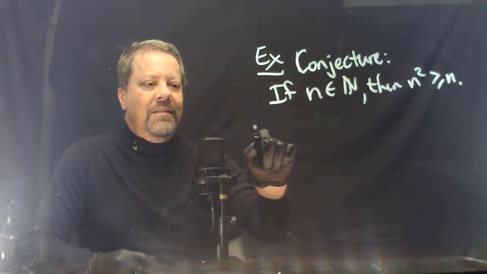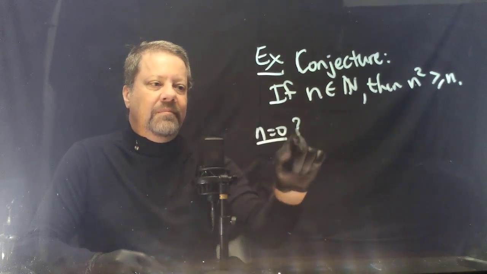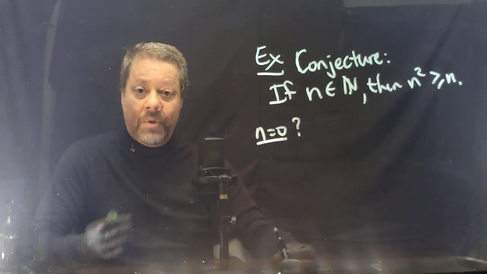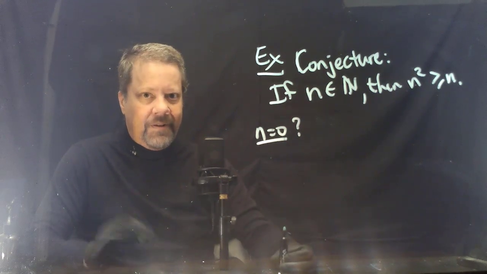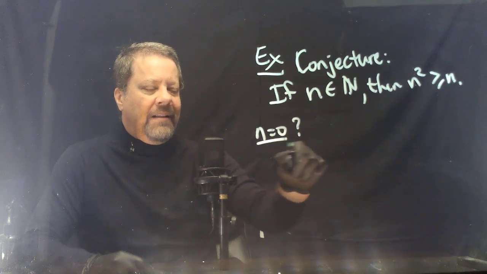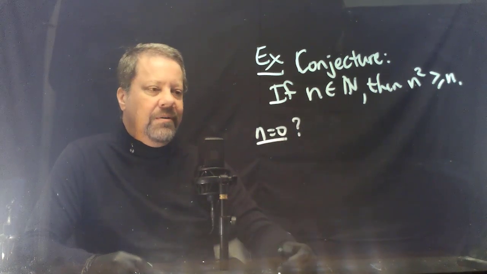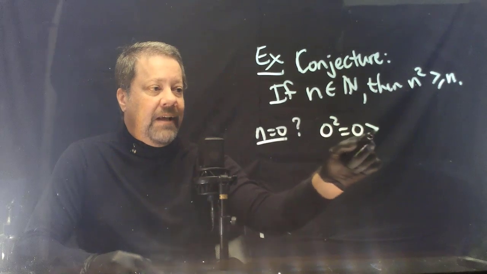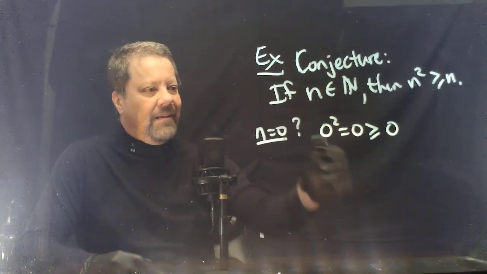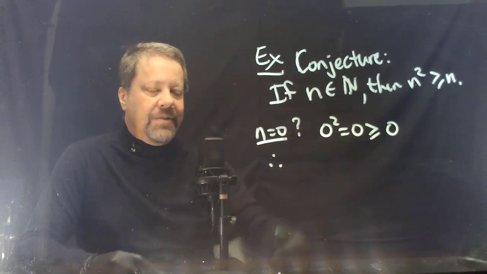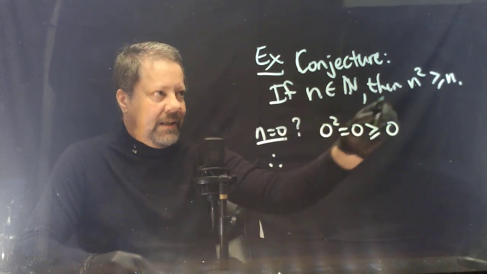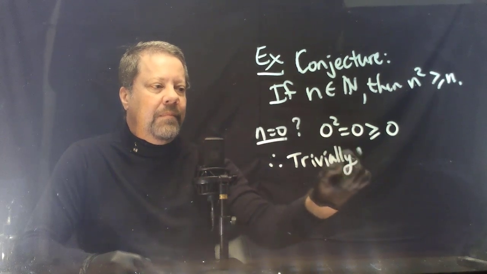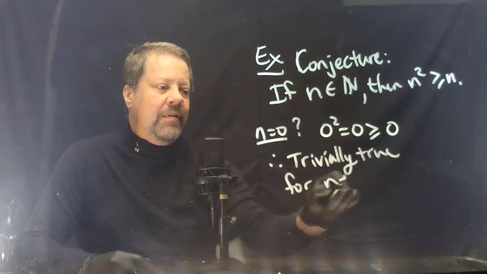So what about n equals 0? Is it true there as well? N equals 0 is traditionally not an element of the set of natural numbers, though your text may differ. But is this theorem still true when n is equal to 0? 0 squared is 0, and that is bigger than or equal to 0. Therefore, this theorem is trivially true. Well, the implication, n squared bigger than or equal to n, for n equals 0.